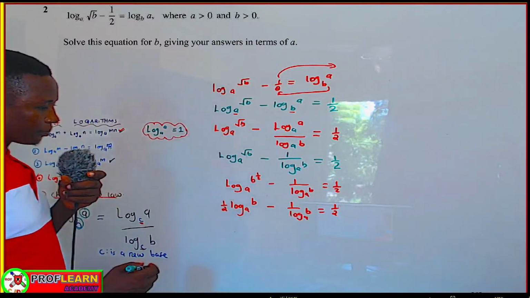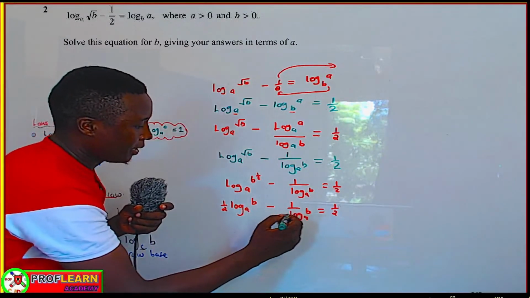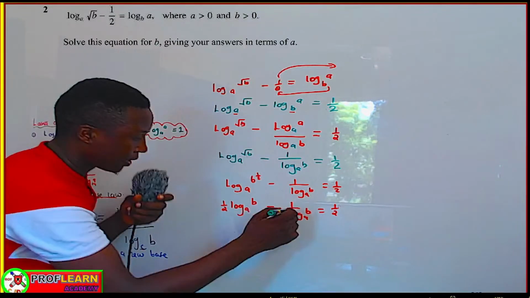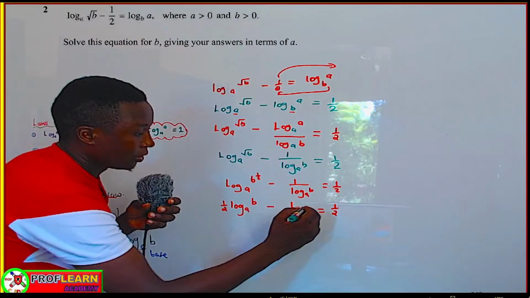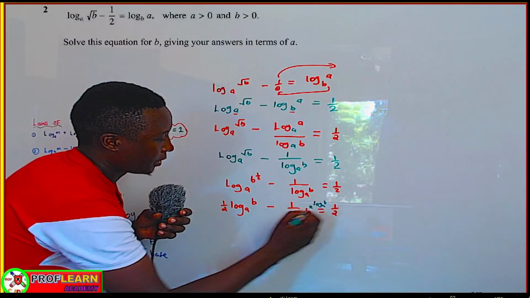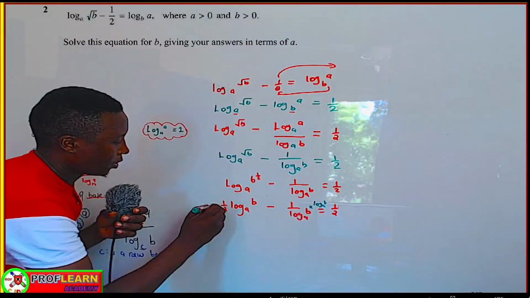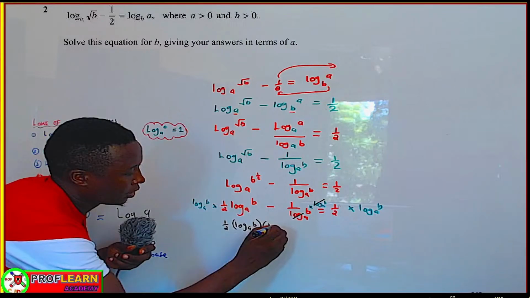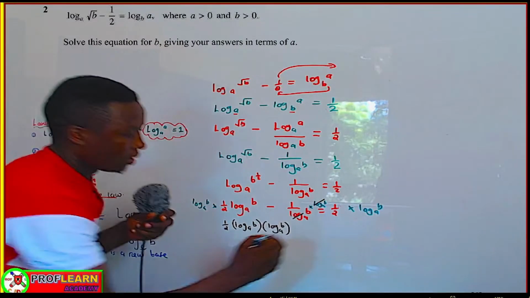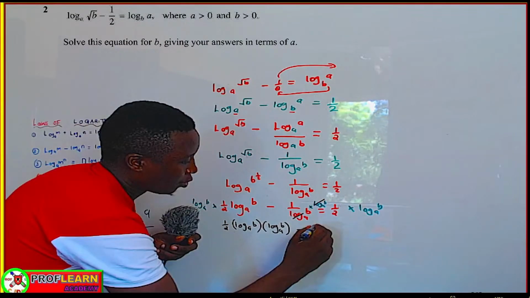So we can decide to multiply all through by this log here so that we can get rid of the fraction. So we multiply by log b base a, and this is going to be, minus 1 is equal to a half.